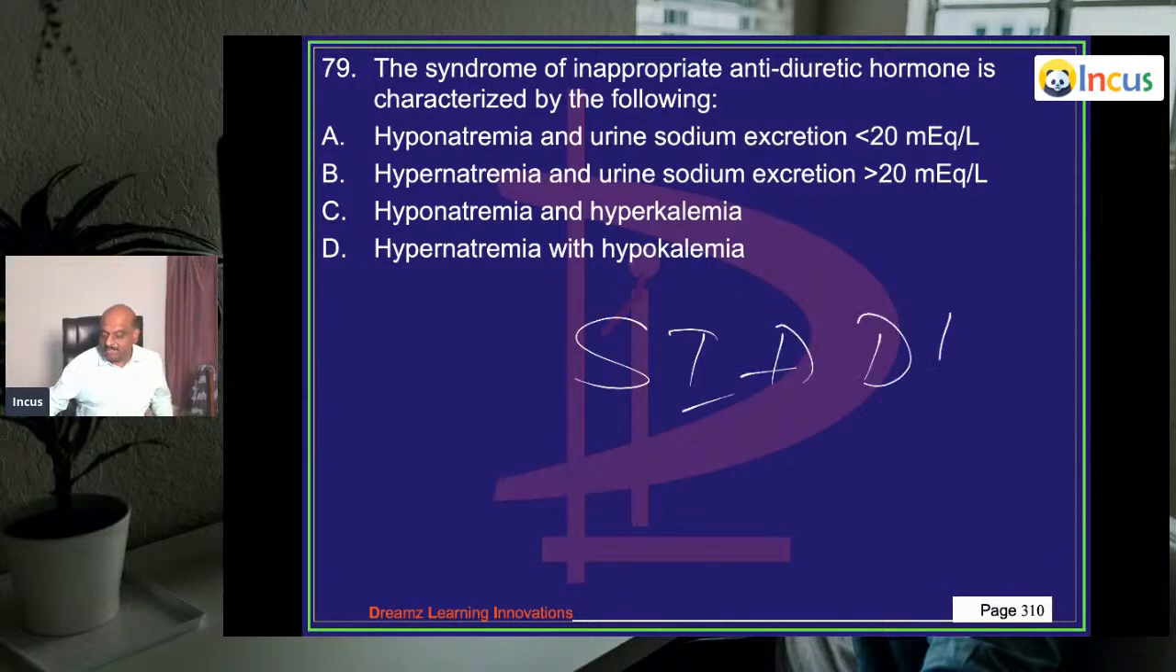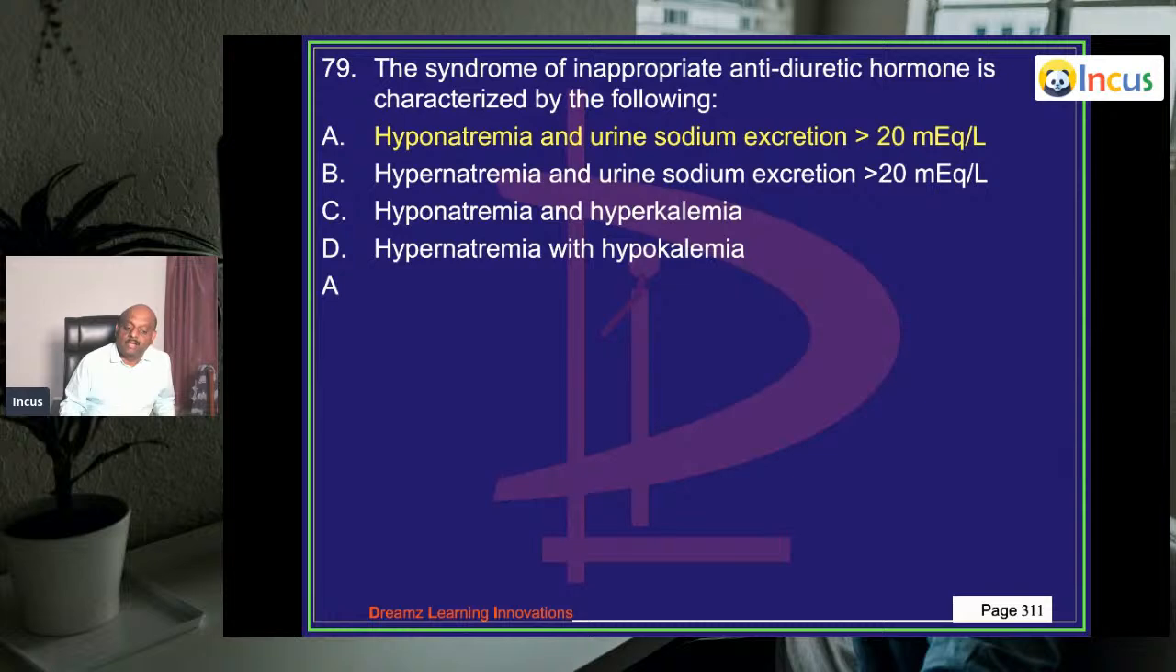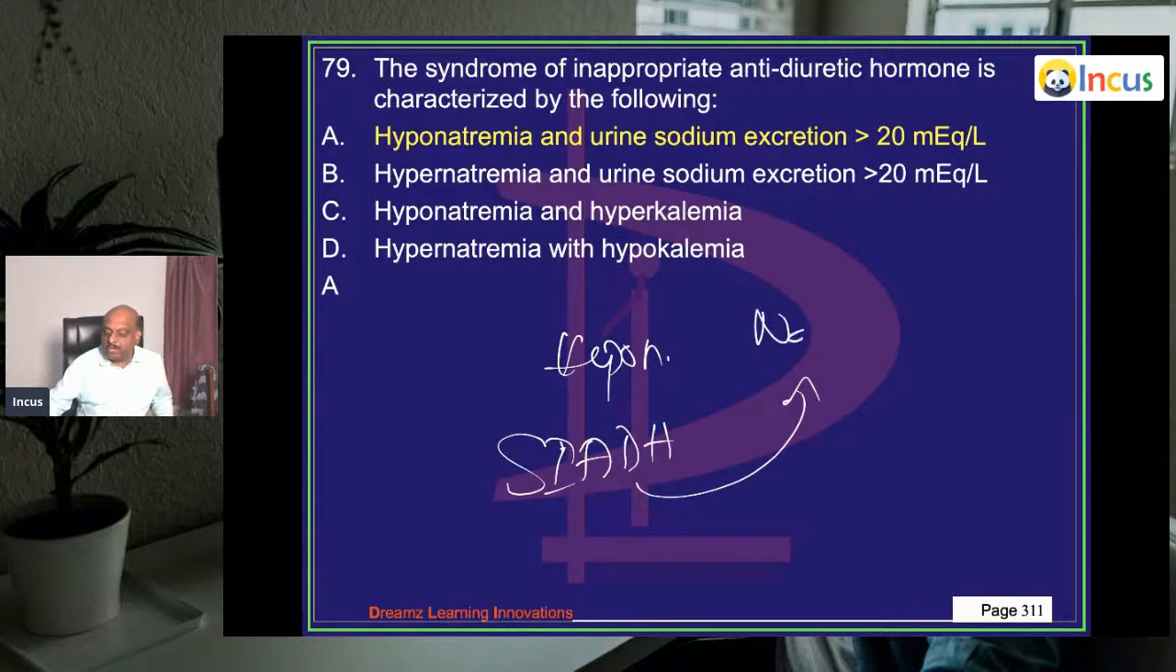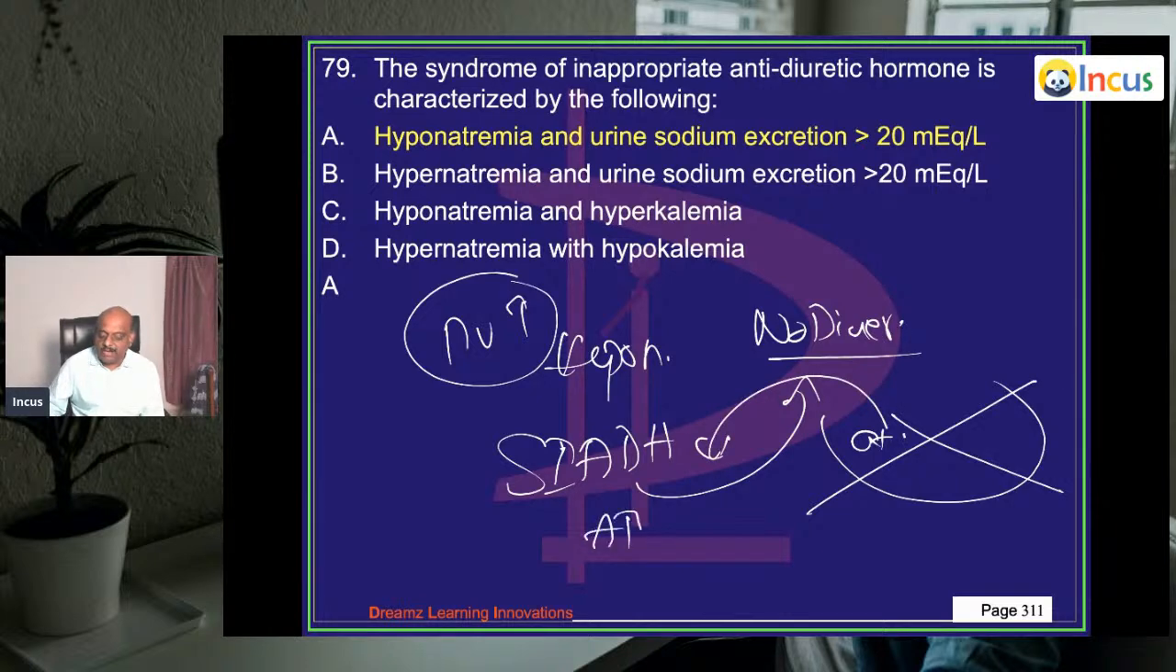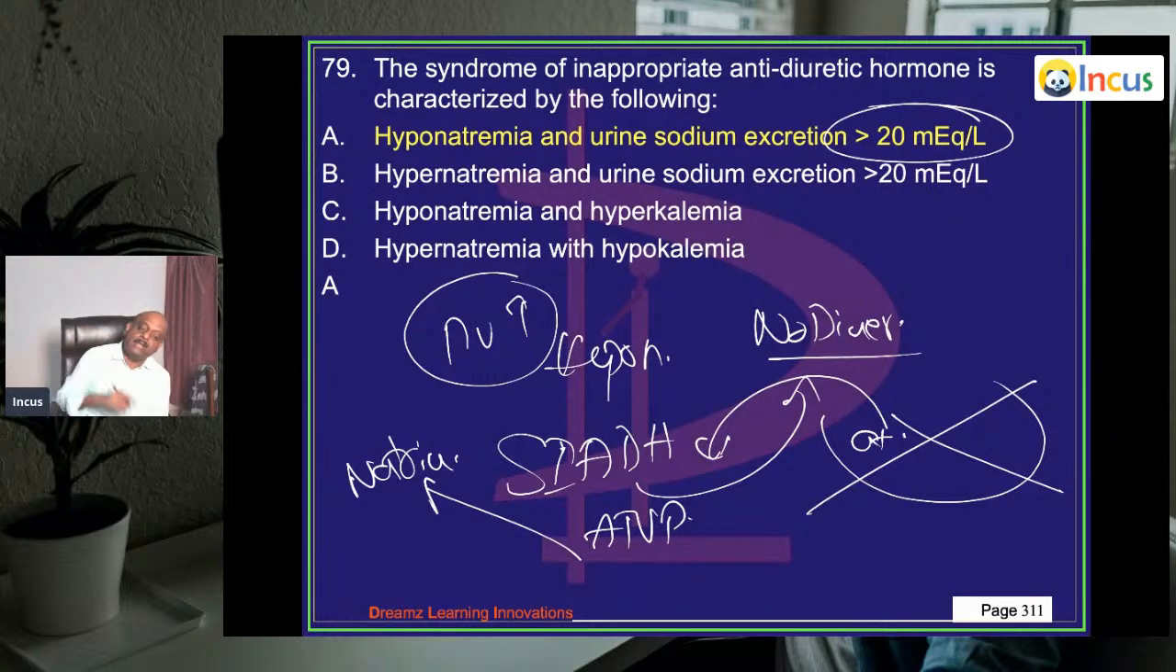SIADH, what happens in this? Typically, it leads to hyponatremia. Whenever ADH is produced inappropriately, there is no diuresis because it is antidiuretic hormone. No diuresis means plasma volume will increase. Increased plasma volume will stretch the atria. Stretched atria will release atrial natriuretic peptide, and that leads to natriuresis. That is the reason urinary sodium is more than 20.